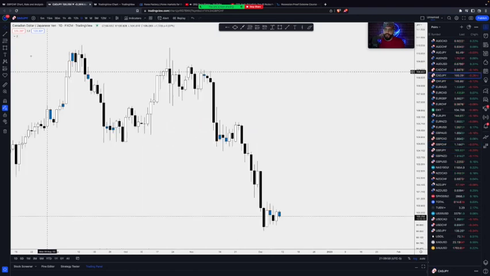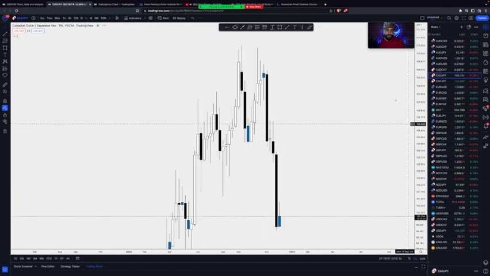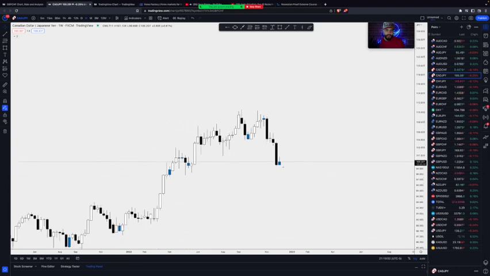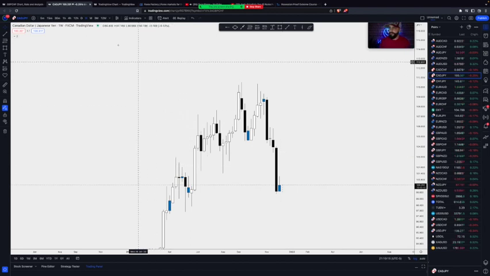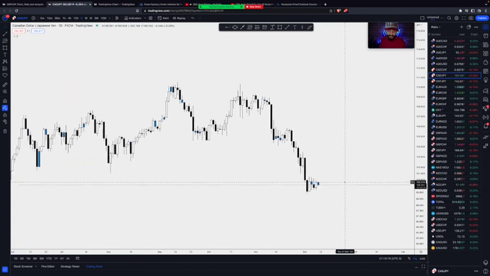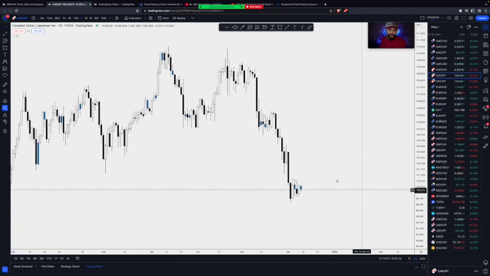All right, CAD JPY, clear bearish push here. All right. However, we have yet to see any buyers take control. Okay, so overall we are bearish on this pair on the weekly time frame. Taking a look at the daily, we are bearish as well.